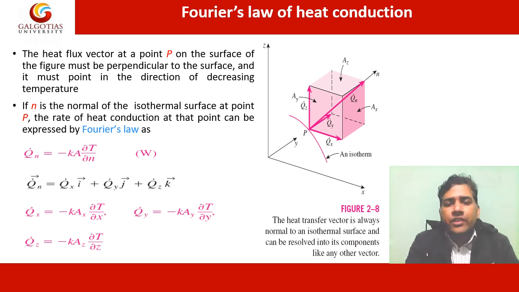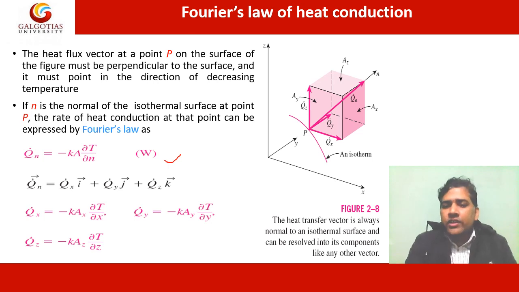As shown in this figure, the heat transfer vector will always point towards the decreasing temperature. If n is the normal to the isothermal surface at point P, the rate of heat conduction at that point can be expressed by Fourier's law as Q dot n equal to minus kA del T over del x. This is the equation with which we can express Fourier's law in a particular direction.